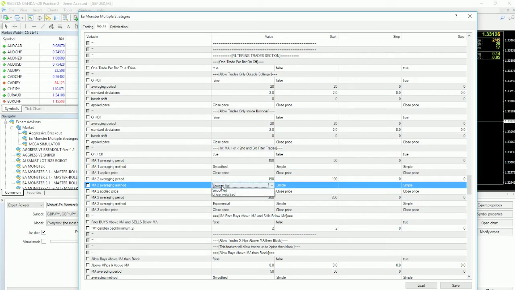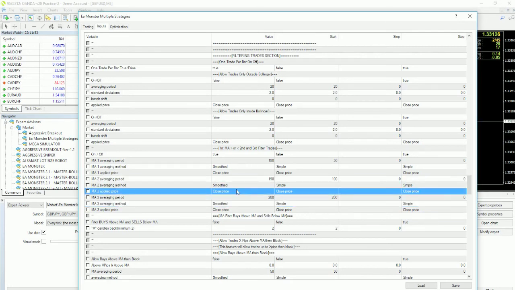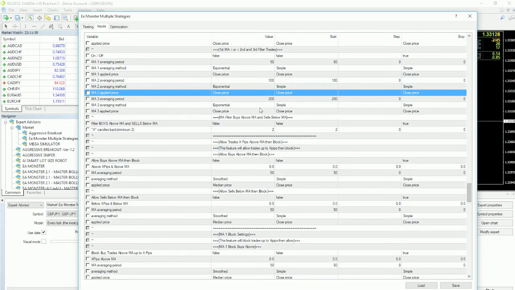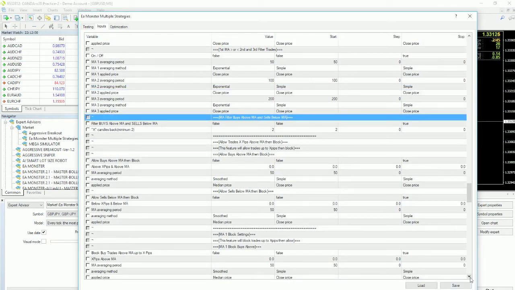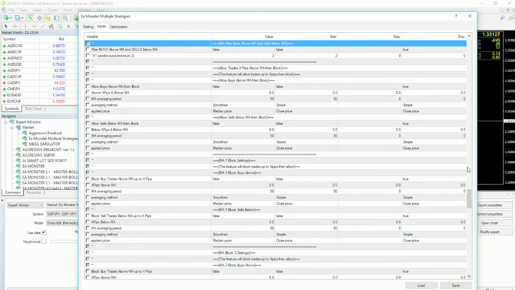Obviously, you have all these different variations. You can use smooth, which I kind of like because it really gives you an uptrend. It's pretty much guaranteed to be an uptrend with that setting. 180, 190, 200. Here we go. It's one of my favorites. MA filter buys above, filter sells below.